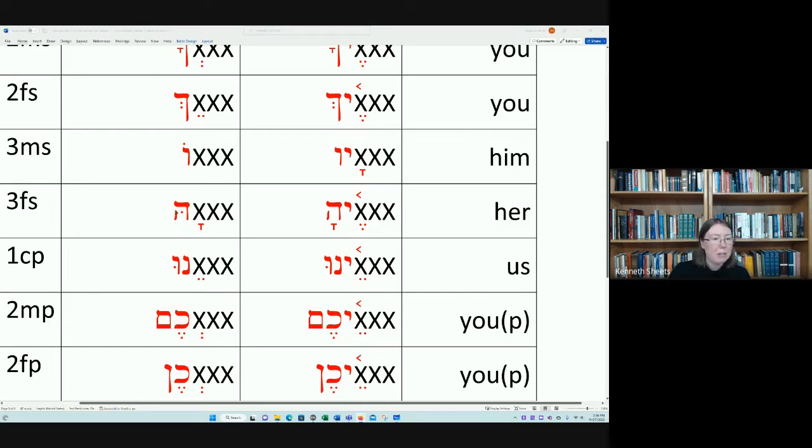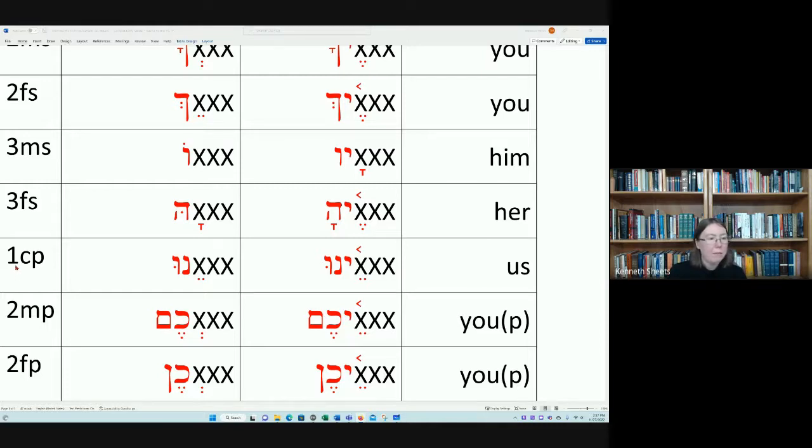Remember that dot there in the hey, we call that a mapik, and basically it indicates that we do go ahead and pronounce the hey with a little bit more force. So instead of ah, it's ah, with a little bit of breathiness on it. And that helps to distinguish it from the feminine singular ending for a noun.